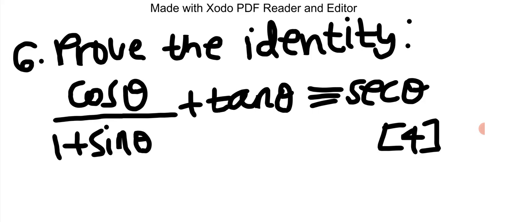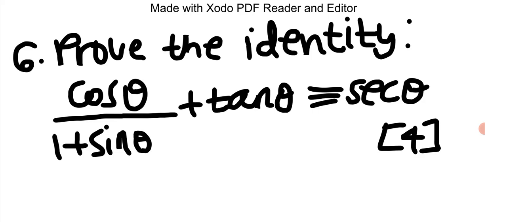In this video, we are proving the identity cos theta divided by 1 plus sin theta plus tan theta is equivalent to secant theta. This is carrying 4 marks. This is the 2022 paper 1 internal. Though the year was not indicated, it's the 2022 paper 1 internal.